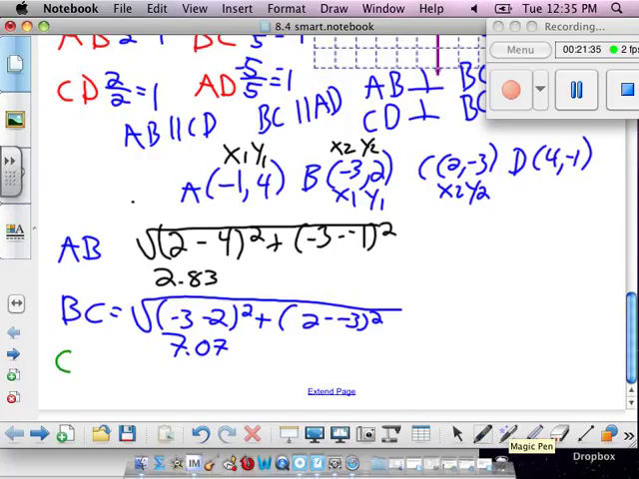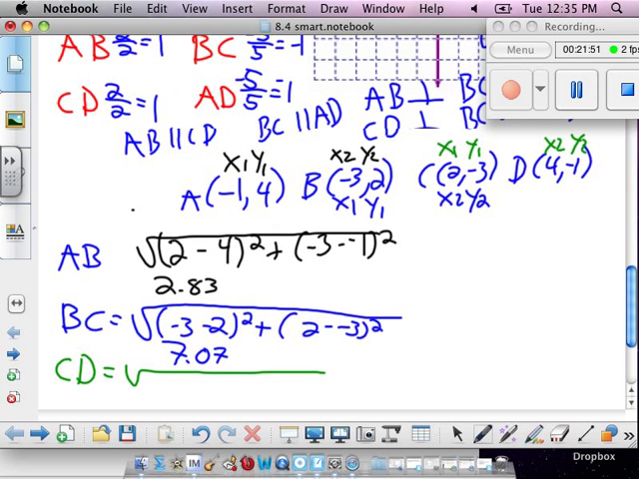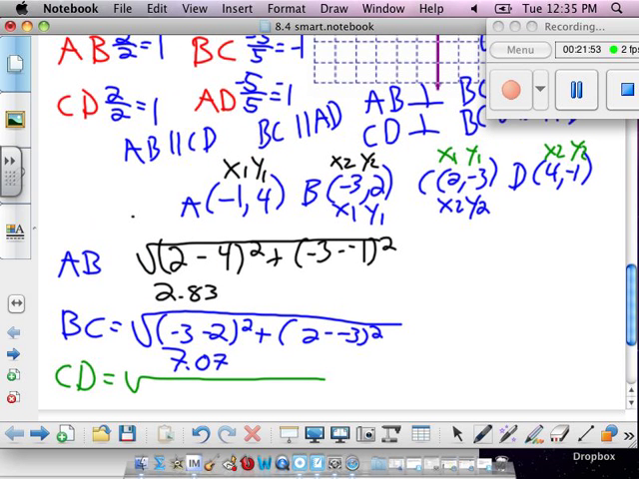We're going to go C to D. This is x1, y1, x2, y2. Michael, it can if you want it to be. All right, so we're going to go y2 is negative 1 minus a negative 3 squared plus 4 minus 2 squared. And we are going to get 2.83. So what? 2.83.